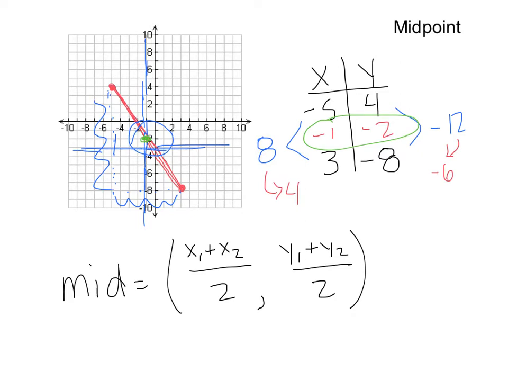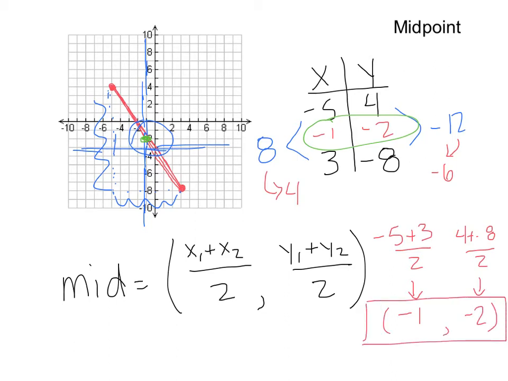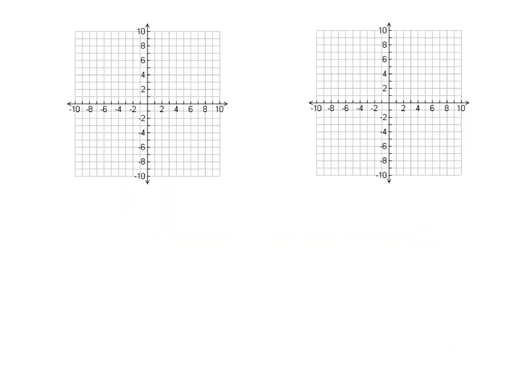And you can test it with the points that we had going on there. -5 plus 3 over 2 is -1. And 4 plus -8 over 2 is -2. Again, just like with distance, I'm showing you lots of different methods, and you can decide which one you like the best. Alright, so let's actually put our midpoint formula to test, and let's do a couple of examples.